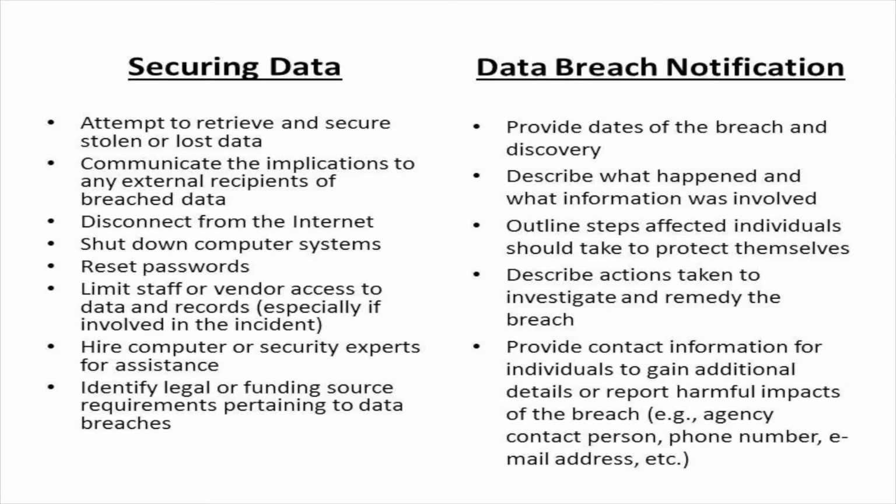If a data breach has occurred, you have to determine how exactly the notification process is going to take place. Notification should include providing dates of the breach and when it was discovered, describing what happened and what information was involved. Data breach notification should also outline steps that affected individuals should take to protect themselves and provide contact information for individuals to gain additional details or report harmful impacts of the breach. And as always, you want to reference your agency's protocols in regard to securing this data and how exactly our client is going to be notified.